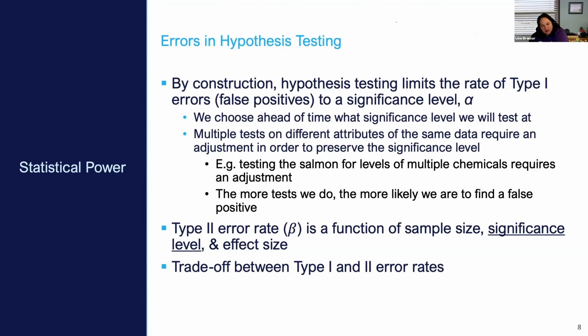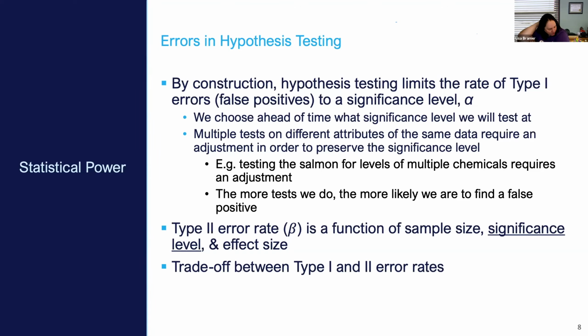That type 2 error rate that I talked about, which is if your alternative is true but you don't reject the null, is a function of your sample size, the effect size, and, highlighted here, the significance level. That significance level is back to your type 1 error rate. So the key here is there's a trade-off between type 1 and type 2 error rates.